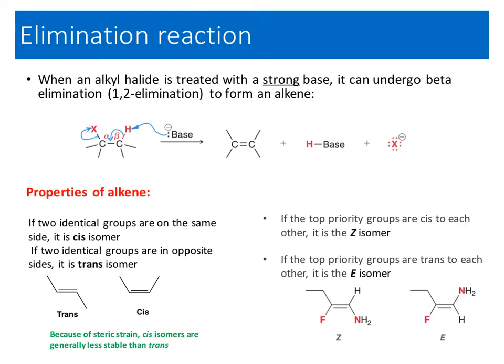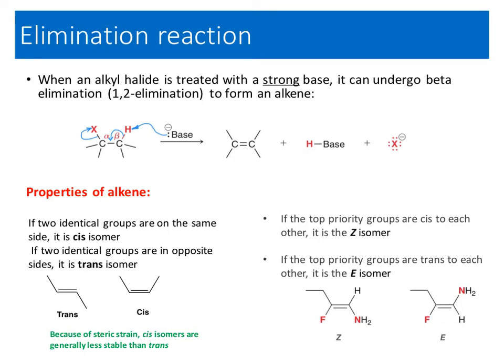So we can have cis and trans alkene. If we have two identical groups attached to a double bond and they are on the same side, we call that cis isomer. And if they are attached across the double bond in the opposite direction, we have trans isomer. Now, due to steric hindrance, cis isomer is less stable than the trans isomer.